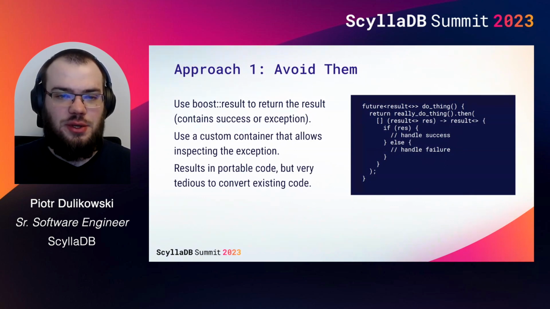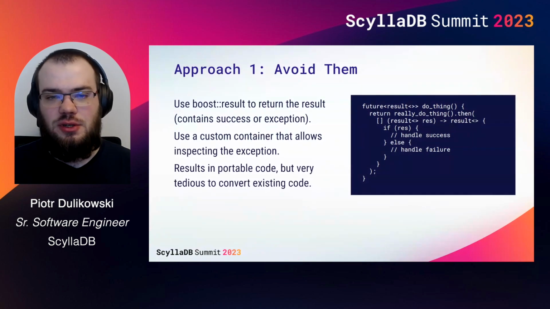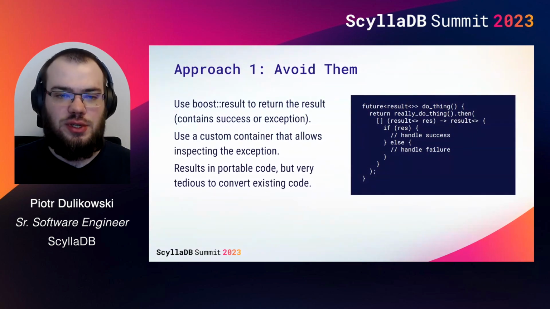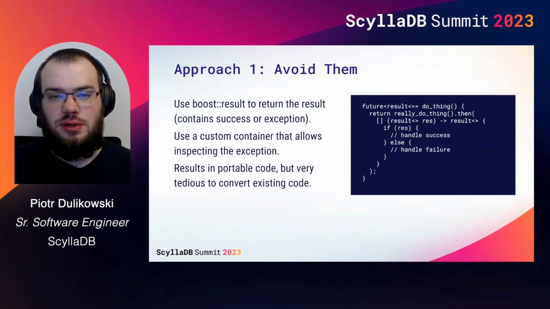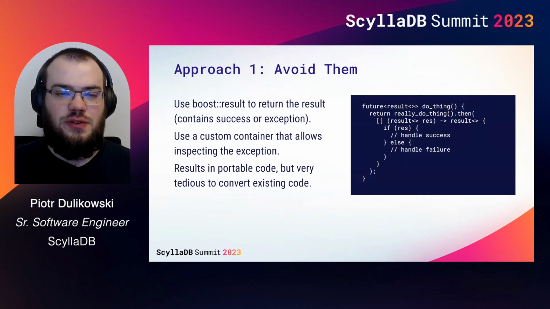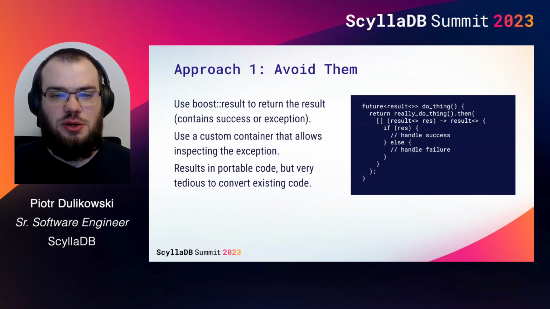It involved plowing through the code and changing all important functions to return a boost result, which is a type from the boost library that holds either a successful result or an error. We also introduced a custom container for holding exceptions that allows inspecting the exception inside it without having to throw it. This approach worked, but had numerous drawbacks.